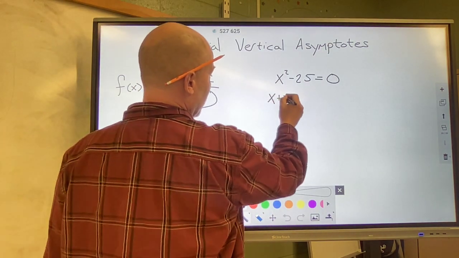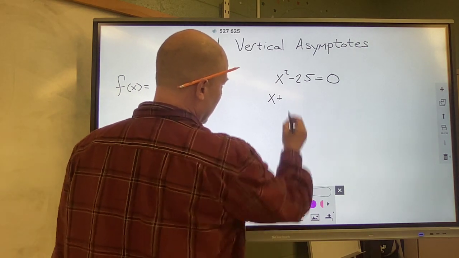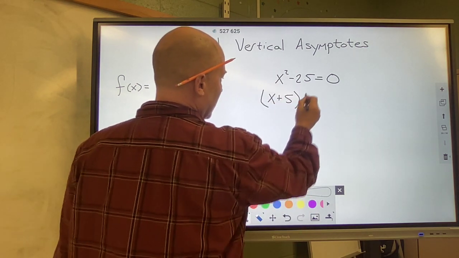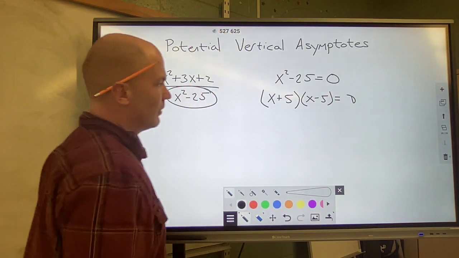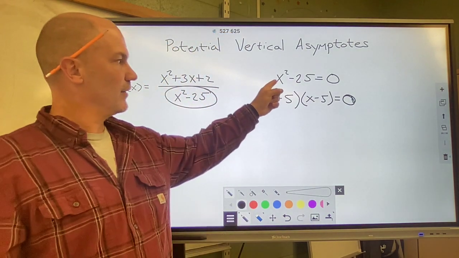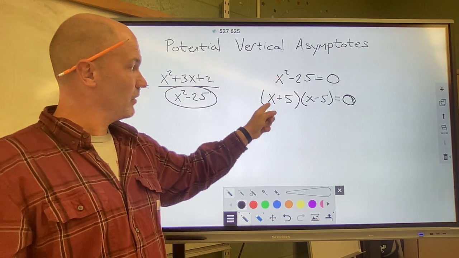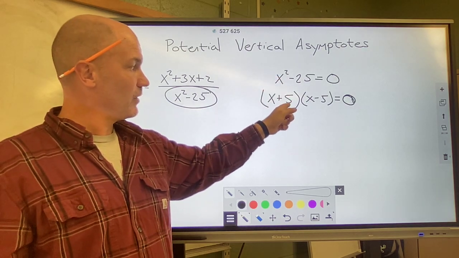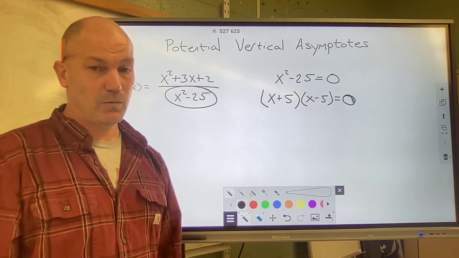x plus 5, and x minus 5. Remember, a difference of two squares, if these two things are squares, you can take the square root of one plus the square root of the other one, and then the square root of the first one minus the square root of the second one.